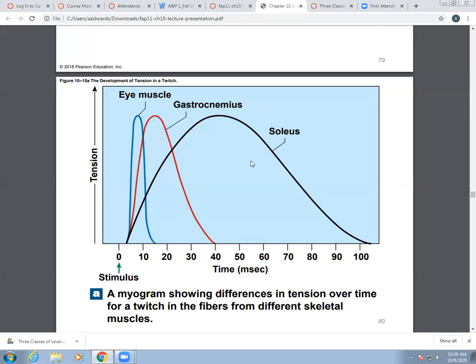I mean, if you think about moving your eyes, you need to be able to move your eyes pretty rapidly, right? You don't necessarily need to be able to move your calf muscles as fast as you move your eyes.